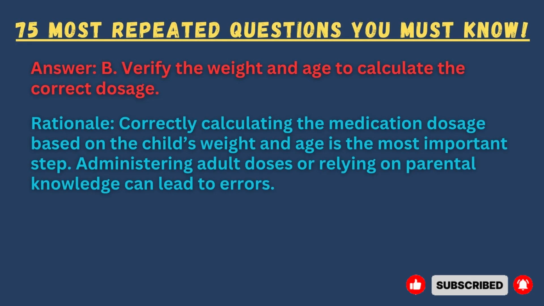Answer: B. Verify the weight and age to calculate the correct dosage. Rationale: correctly calculating the medication dosage based on the child's weight and age is the most important step. Administering adult doses or relying on parental knowledge can lead to errors.